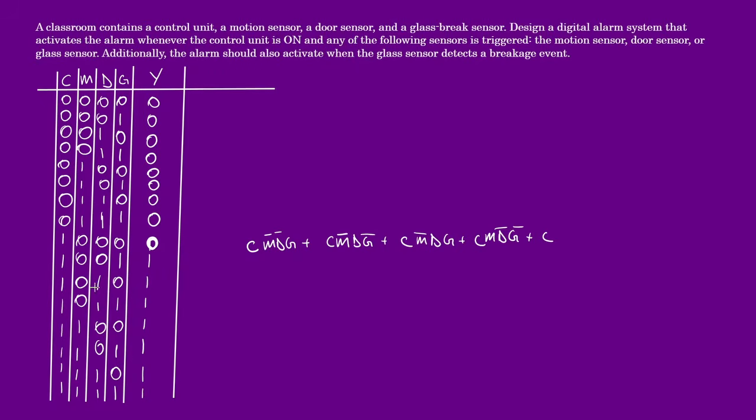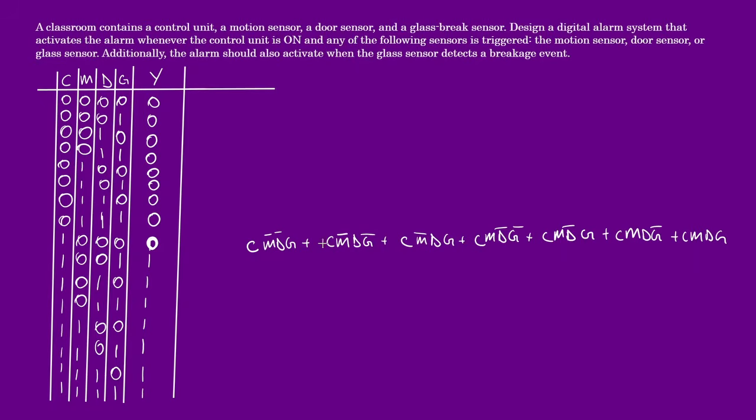I've lost track of where I am. C, not M, not D, G, C, not M, D, not G, C, not M, D, G, C, M, not D, G. So C, M, not D, G. Or C, M, D, not G. Or C, M, D, G. So that should be 1, 2, 3, 4, 5, 6, 7. So we may leave it at this.